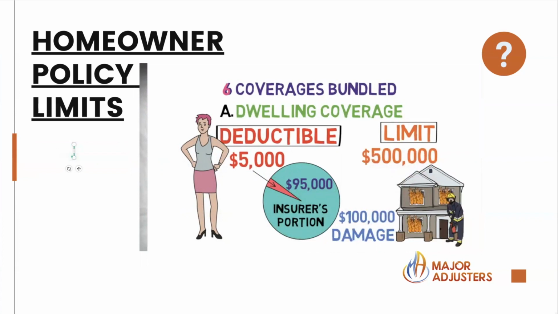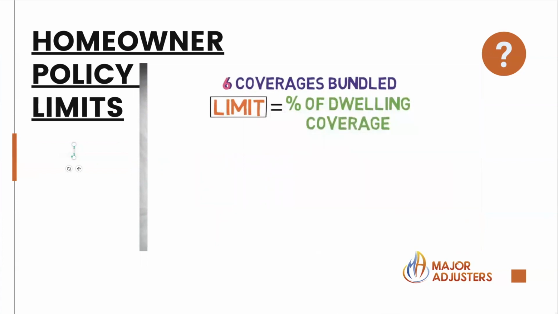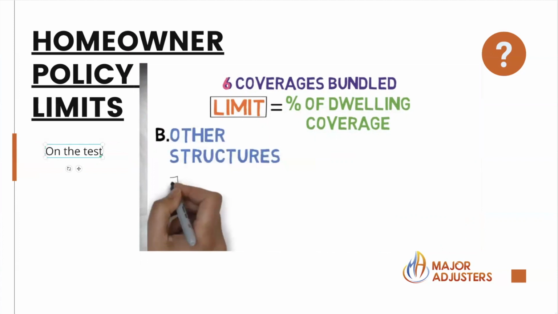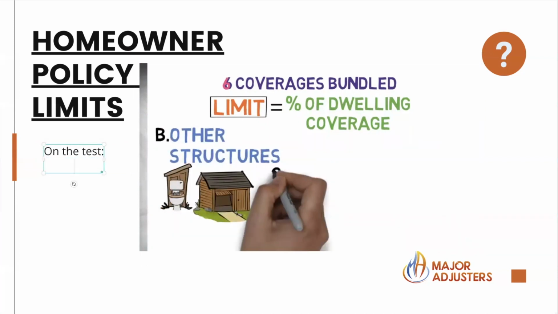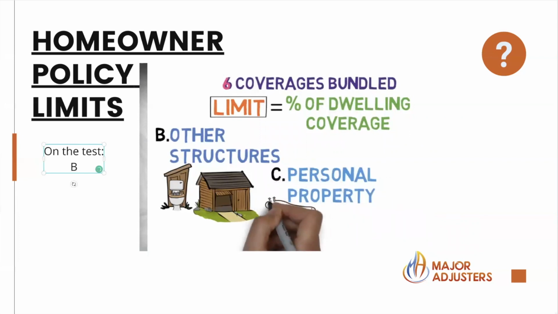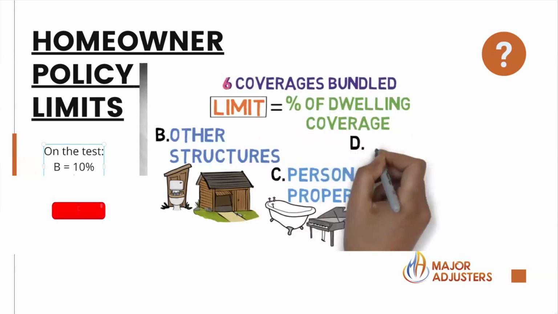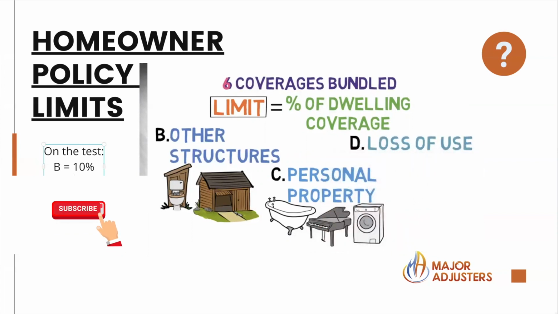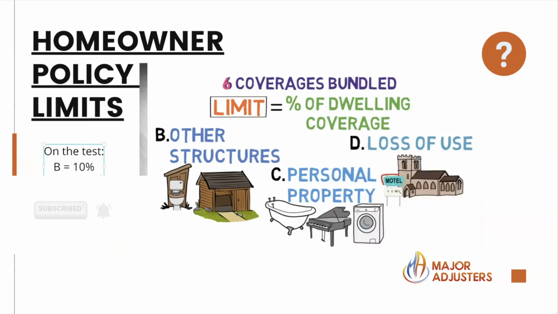The next 3 coverages also work through a limit, typically as a percentage of the dwelling coverage. Let's go through each one. 1. Other structures on your property coverage, which covers things like outhouses and detached garages. 2. Personal property coverage, which covers the cost of replacing the contents of your home. And 3. Loss of use coverage, which covers any expenses you incur while your home is uninhabitable, such as staying in a hotel.